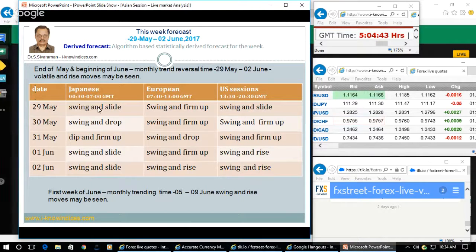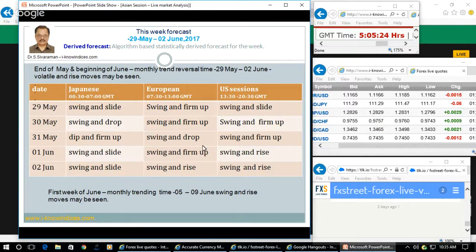On 29th, today Monday, swing and slide moves are expected during the Japanese session. Then swing and firm up is expected during the European session in the case of Euro and GBP. And during the US session again, they are expected to make the slide. Then tomorrow, swing and drop is expected during the Japanese session, followed by swing and firm up during the European and the US session. Then again Wednesday, they are expected to make a dip and firm up, swing and drop during the European session, and then swing and firm up.